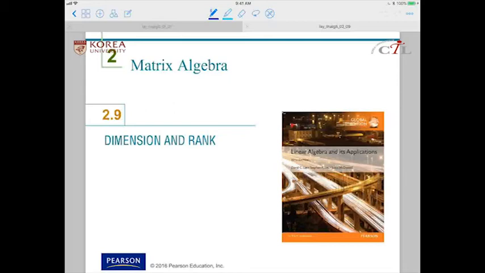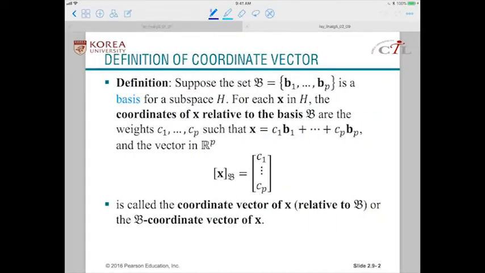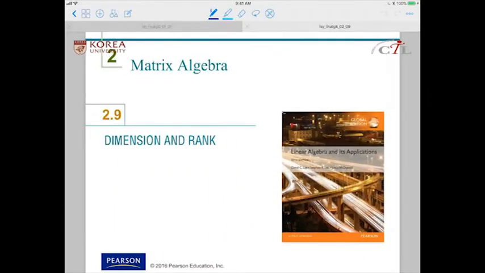Probably most of the parts in this chapter 2.9 were explained in the last class. We know the definition of dimension, right? What is the dimension? It's the number of basis vectors of a given subspace, which is the count of only the linearly independent vectors that span our subspace, right?